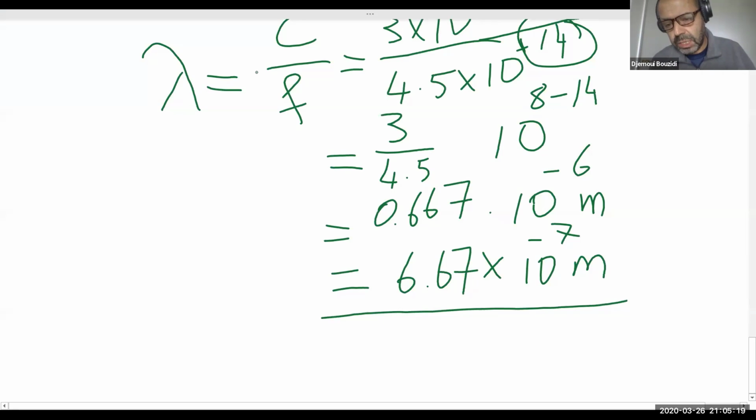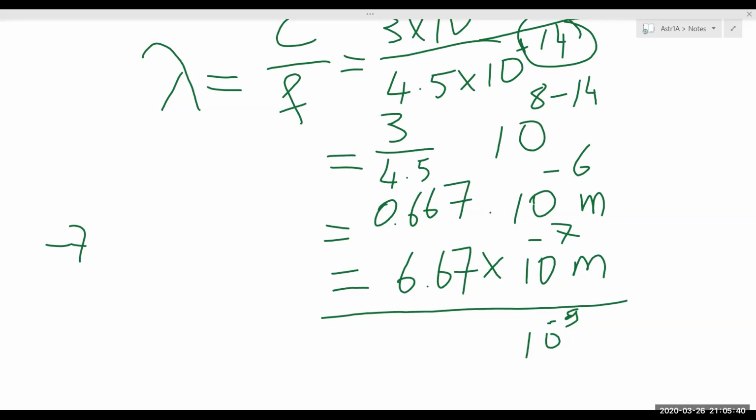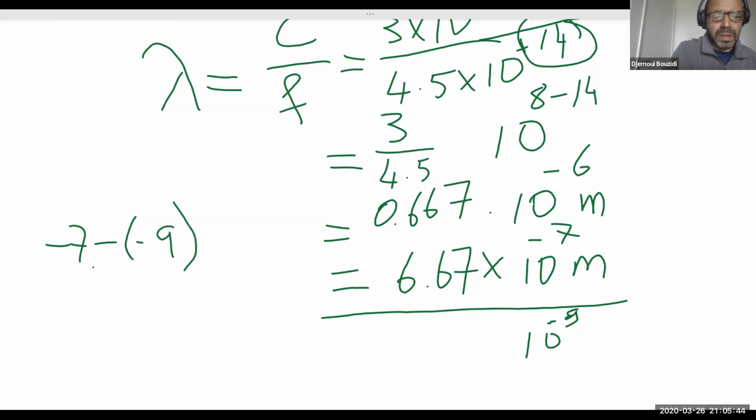You don't have to do the next step, and that is to divide it by 10 to the negative 9, because nano is 10 to the negative 9. If you do that, that's extra. You don't have to. 10 to the negative 7 divided by 10 to the negative 9. And again, I'm going to have minus 7 in the numerator, minus minus 9, so it's going to be a positive 9.